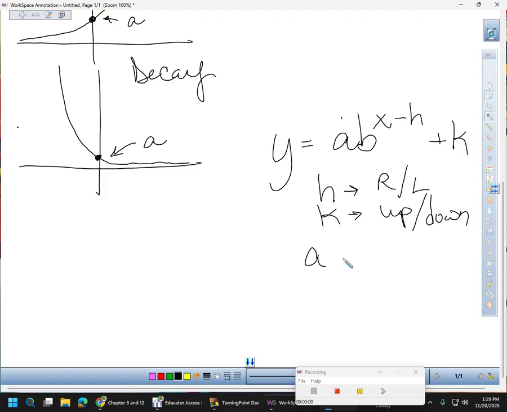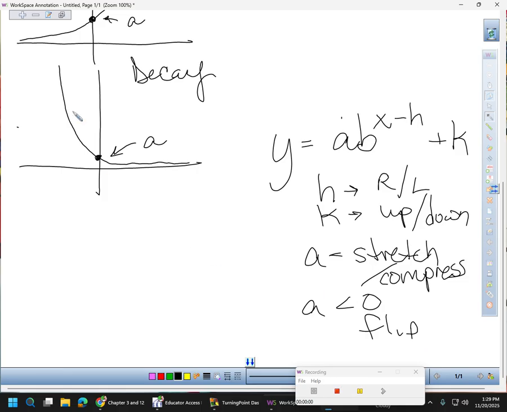If it stretches, if I stretch it up, that A moves up the y-axis. It's the y-intercept. It tells you how much you're stretching it. Same if that A is negative, so A is less than 0, it's a flip. This would flip over the x-axis, and your A would cross the y-axis underneath. All those same things we were doing forever. Any questions so far? We're all good? Okay.